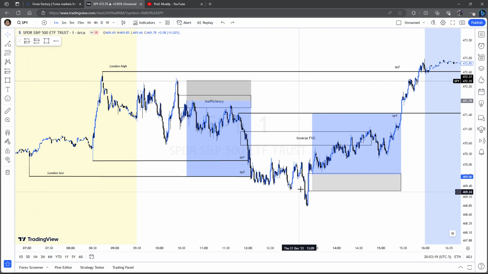Went a little lower in lunch. However, the London low was my final target, so I took my money and ran. No need to be too greedy.